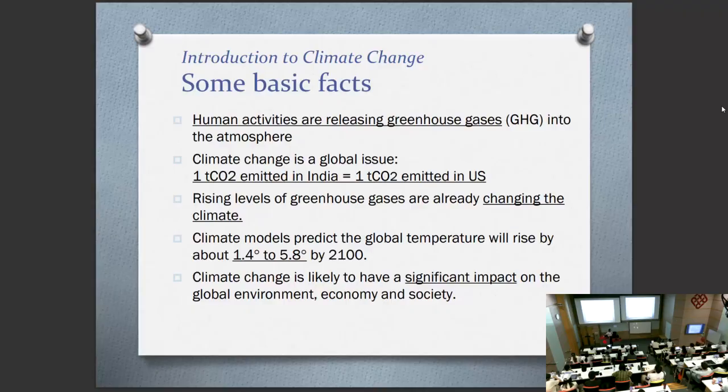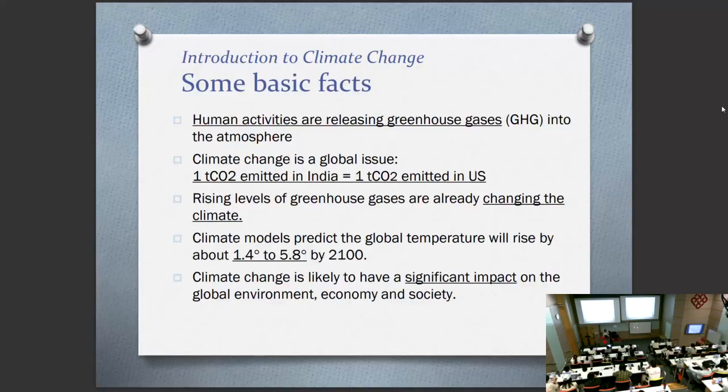Rising levels of greenhouse gases are already changing the climate. We are experiencing global warming, right? Like today, so hot. I think the temperature may be as high as 34 degrees C. I don't know, but it's hot, right? So it's global warming, and global warming is in fact due to the release of carbon dioxide and other kinds of greenhouse gases. I will explain briefly about that phenomenon later.